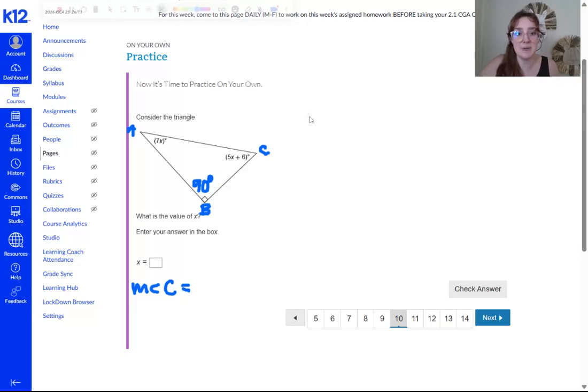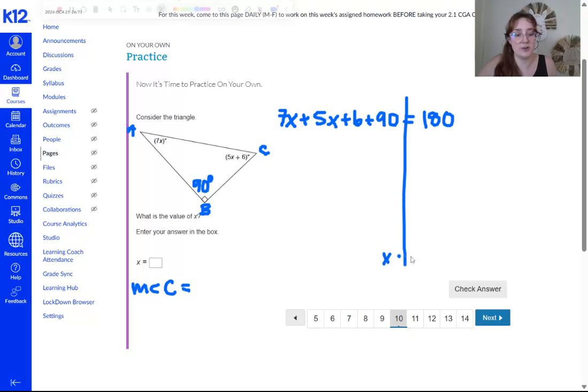Setting this up as an equation, because we want to solve for x, what information do we know about angles of a triangle? We know that all of them add up together to equal 180 degrees. So we can start by adding everything up: 7x plus 5x plus 6 plus 90, all of that is going to add up to equal 180 degrees. Our goal is to solve for x. We want to get x by itself.